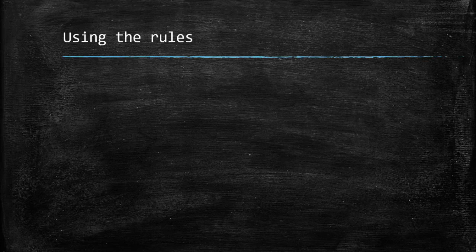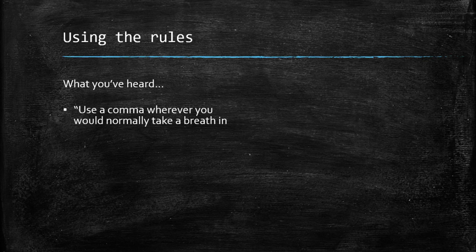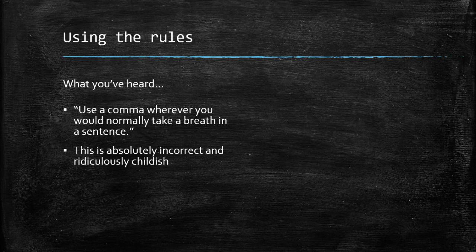Here's another example of what I mean when I say that studying the parts of speech is essential to using the rules properly. Oftentimes I get this: a student uses rules based on this right here. They've heard a teacher somewhere who's told them to use a comma wherever you would normally take a breath in a sentence. Well, this is absolutely incorrect and actually ridiculously childish. Hopefully no one past about the 3rd grade, as far as your teachers go, has told you to do this, because it's ridiculously simple and not true.